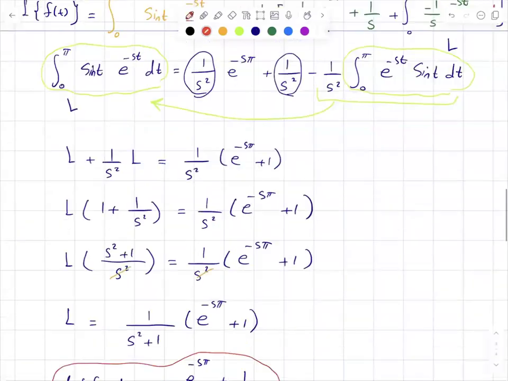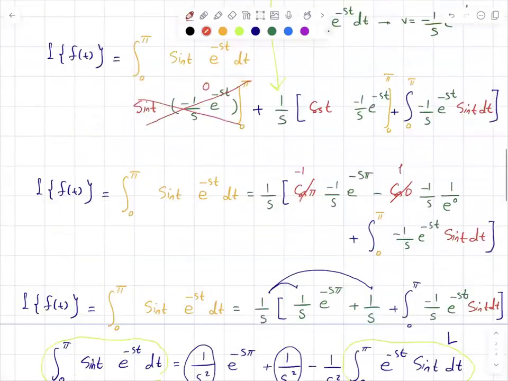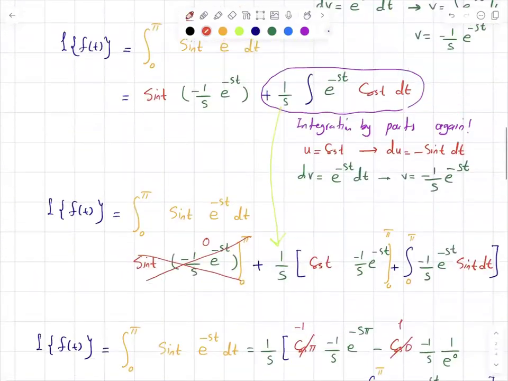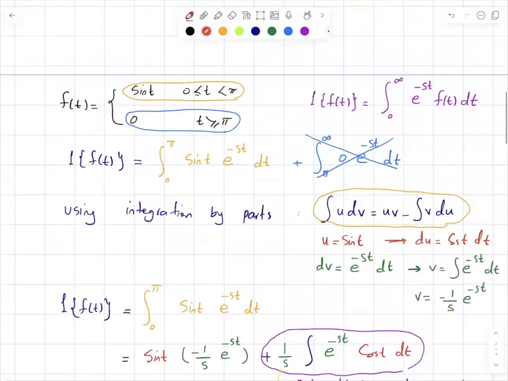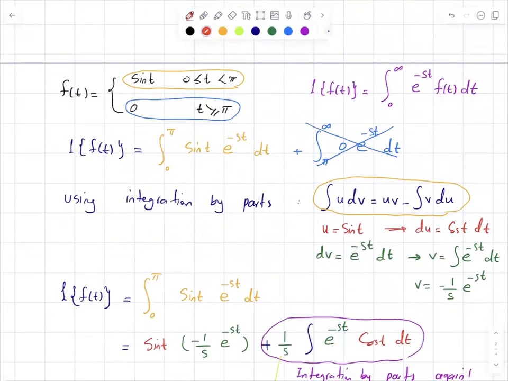So let us recap what we did. Here we have a piecewise defined function. In this piecewise defined function, we have two pieces. t is bounded between 0 and pi. We have function f of t. When t is more than or equal to pi, we have a constant function 0.